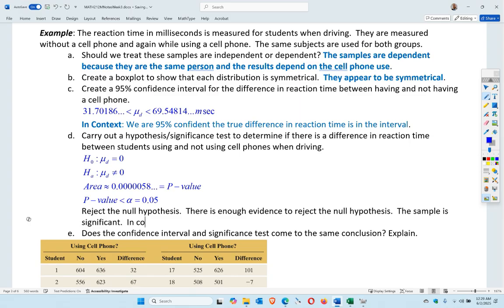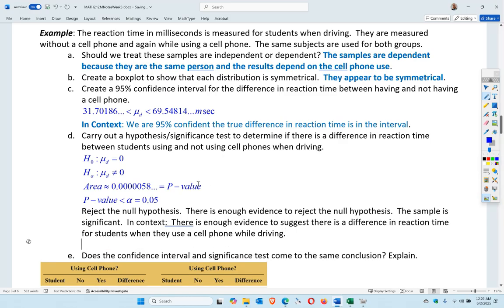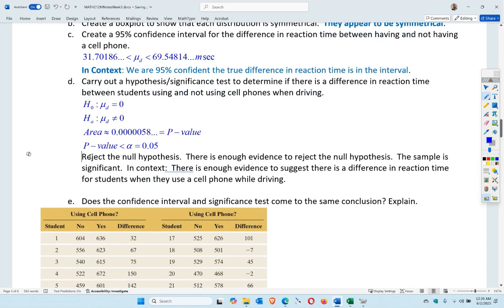So in context, there is enough evidence to suggest there is a difference in reaction time for students when they use a cell phone while driving. Okay, we're not saying whether it's more or less. We could probably change the hypothesis test for that.